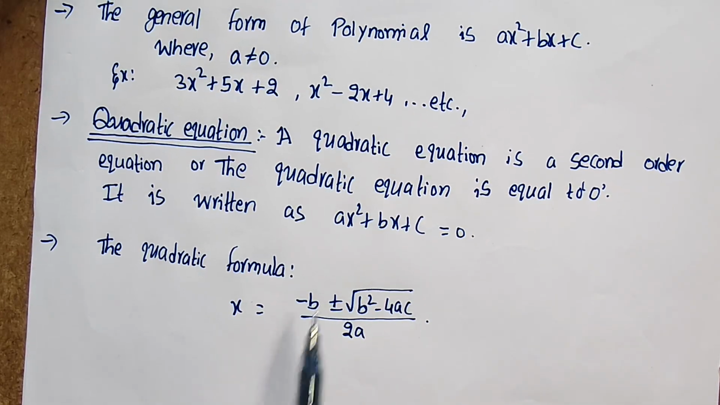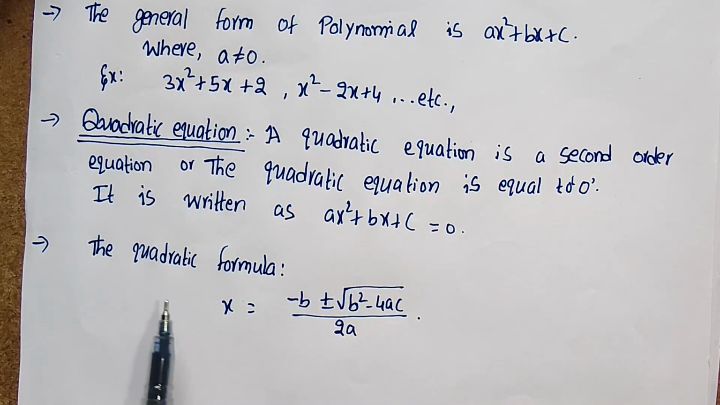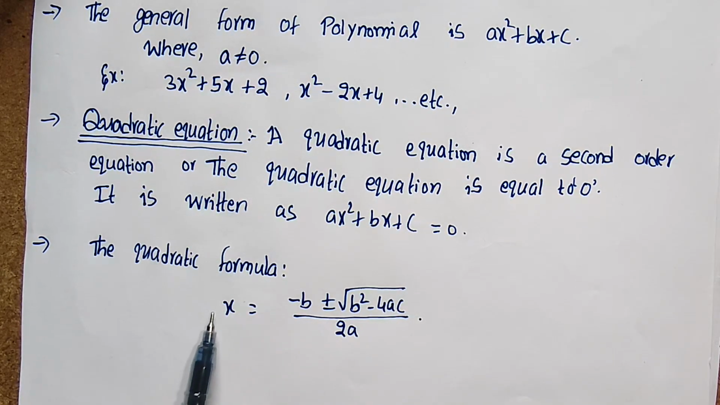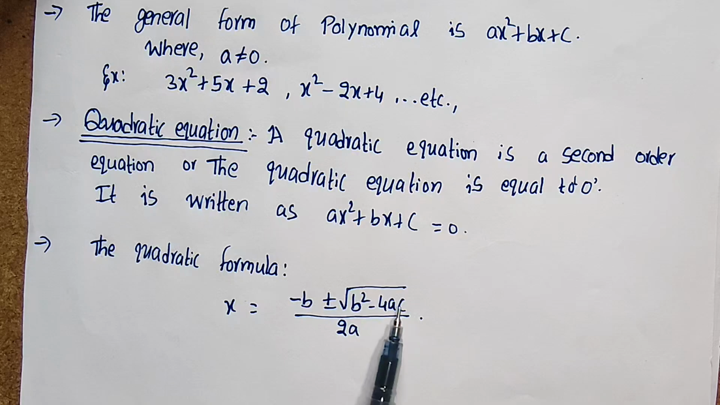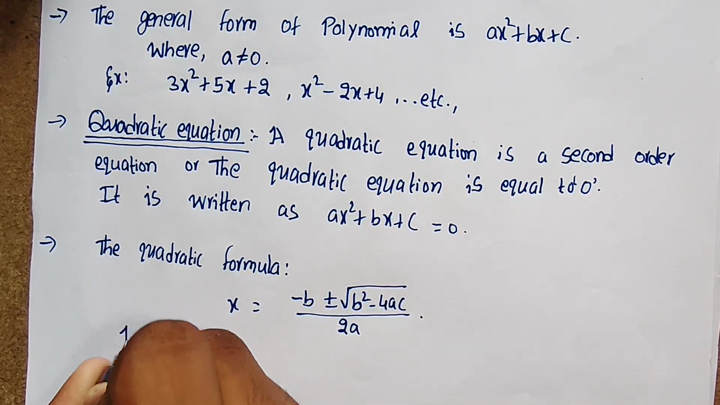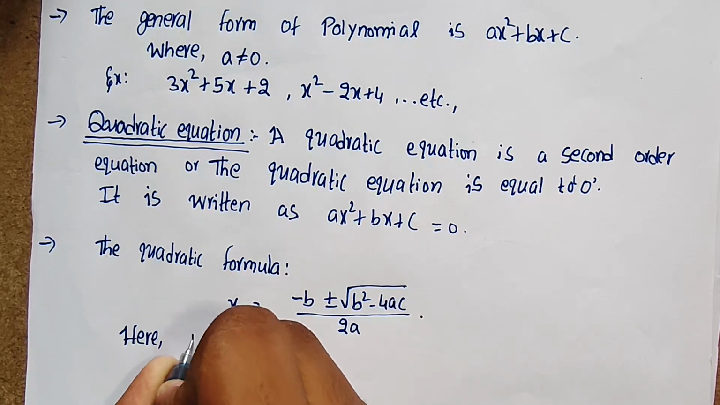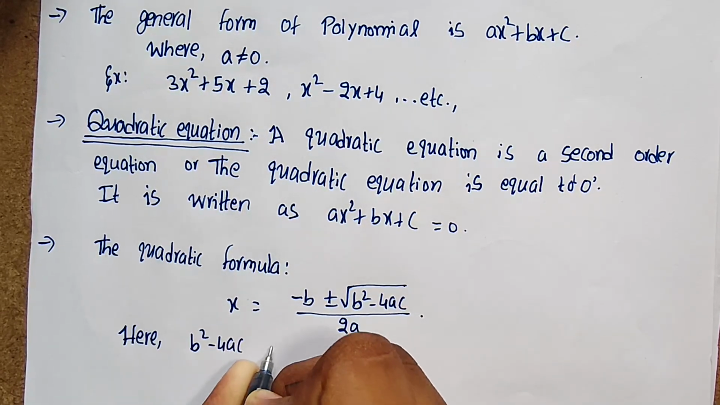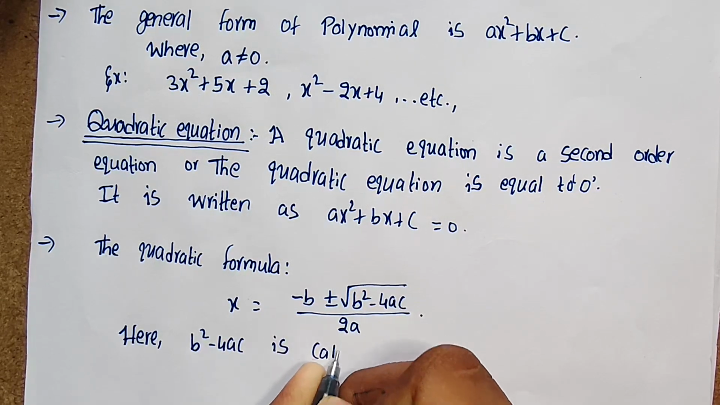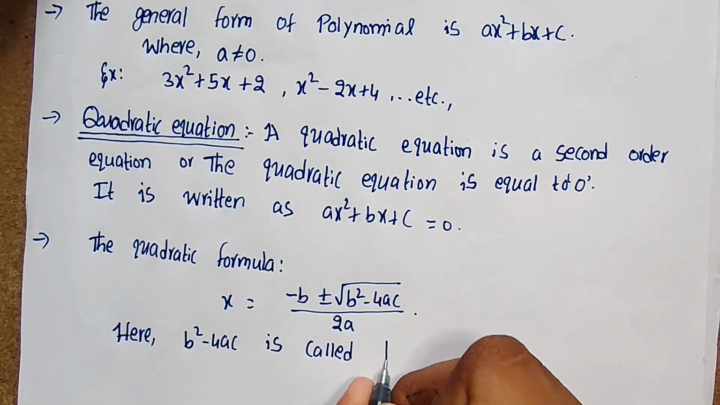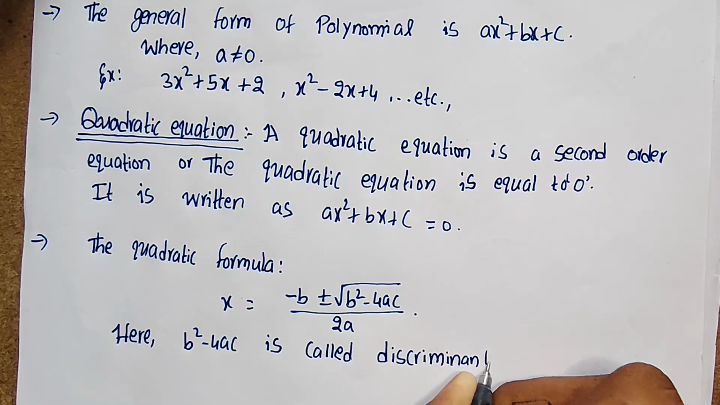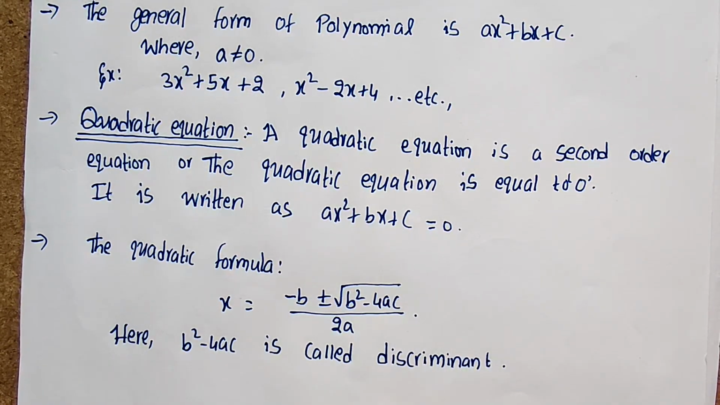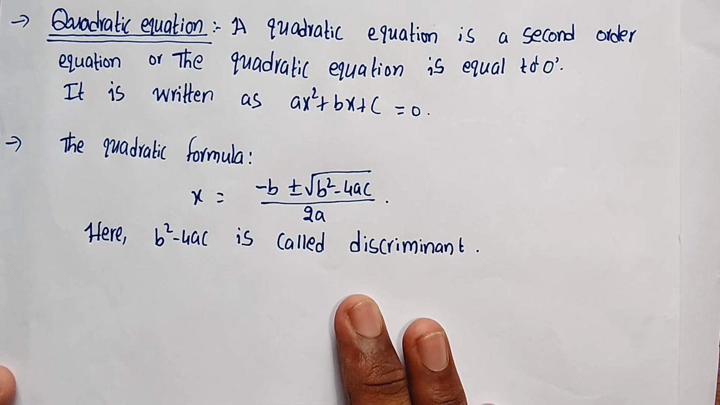If there is no possibility of finding the zeros of a quadratic equation by factoring, we have to find the zeros by this formula: x equals minus b plus or minus square root of b square minus 4ac by 2a. Here, b square minus 4ac is called the discriminant. Based on this we have some cases.